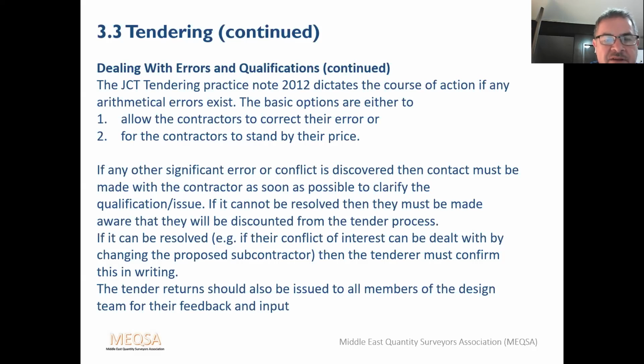If any other significant error or conflict is discovered, contact must be made with the contractor as soon as possible to clarify the qualification or issue. If it cannot be resolved, then they must be made aware that they will be discounted from the tender process. If it can be resolved, i.e. if the conflict of interest can be dealt with by changing the proposed subcontractor, then the tenderer must confirm this in writing. The tender return should also be issued to all members of the design team for feedback and input.